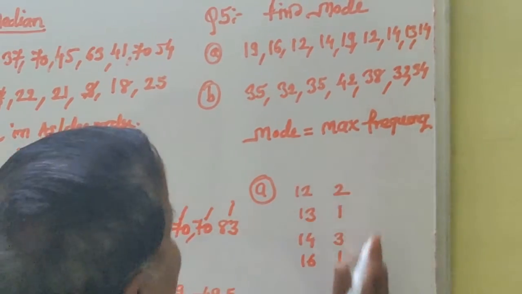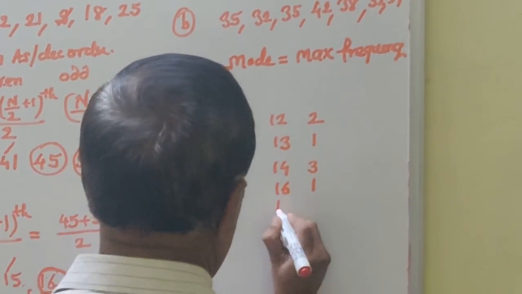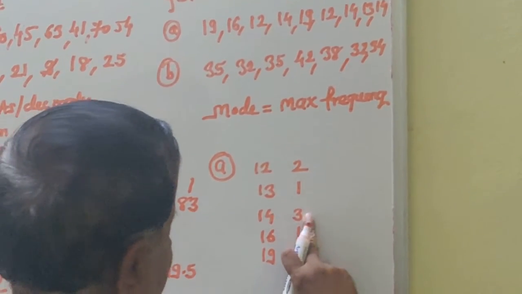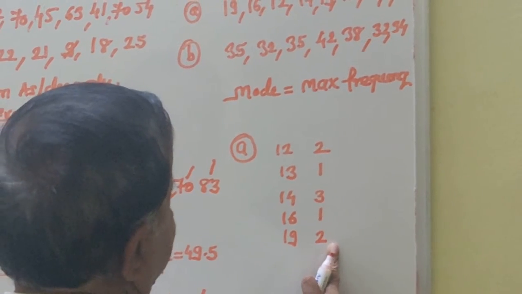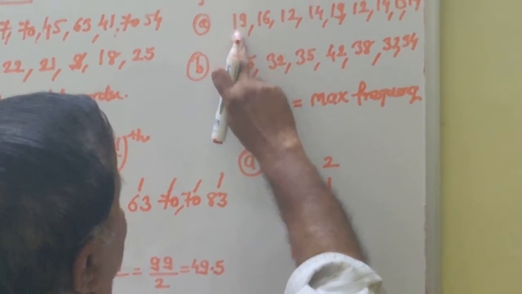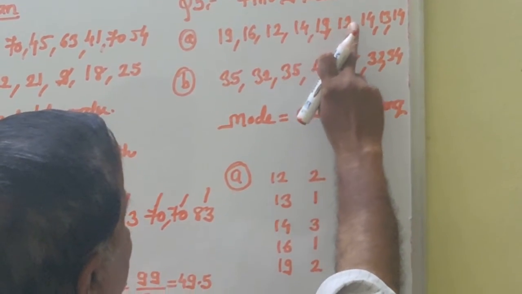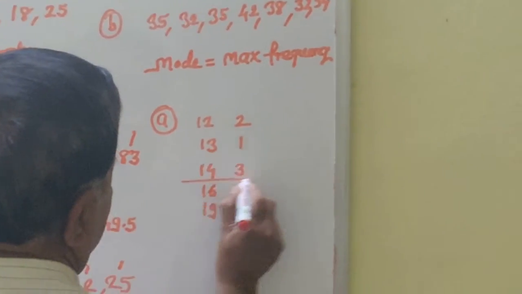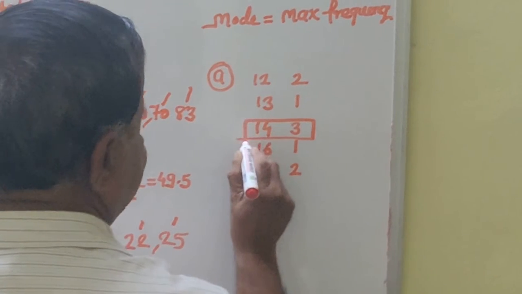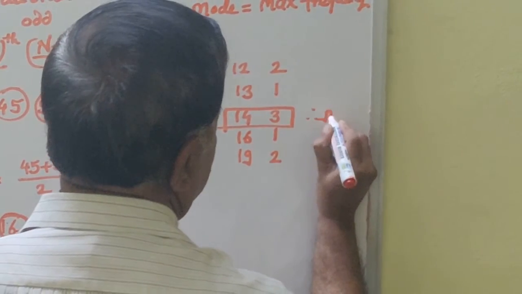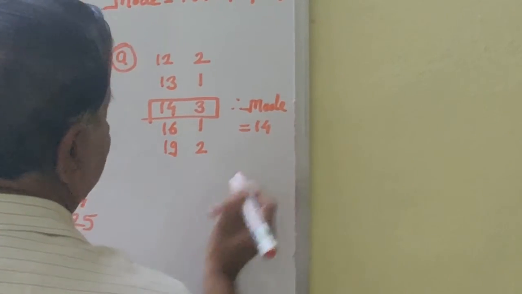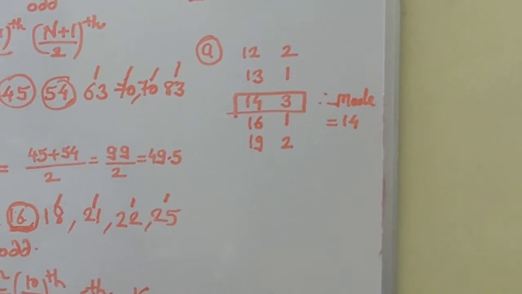Then 19 will come two times. Okay, 2 plus 1 is 3, 3 plus 3 is 6, 6 plus 3 is 9. Okay, here 9 numbers are there, 1 2 3 4 5 6 7 8 9. Okay, now what is the maximum frequency of this? Is 3. Mode is equal to 14. Okay, the number having maximum frequency is called mode.